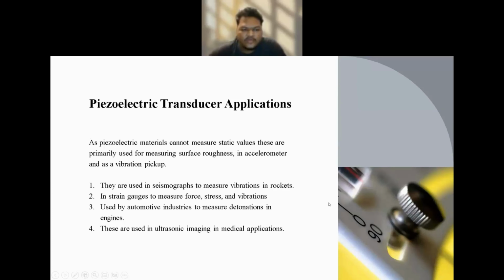Lastly, piezoelectric transducer applications. As piezoelectric material cannot measure static values, these are primarily used for measuring surface roughness, in an accelerometer, and as a vibration pickup. They are used in a seismograph, to measure vibration in rockets, and in strain gauges to measure force, stress, and vibration. Used by the automotive industry to measure detonation in engines. These are used in ultrasonic imaging in medical applications.